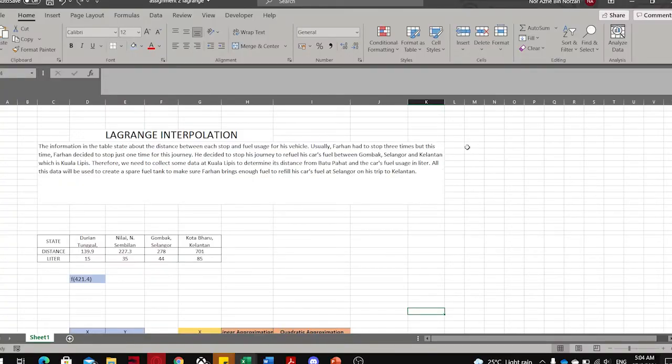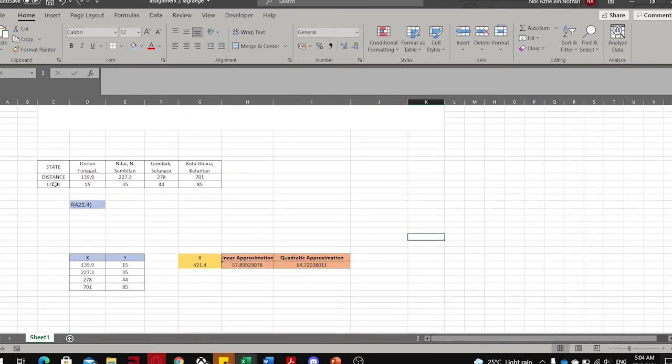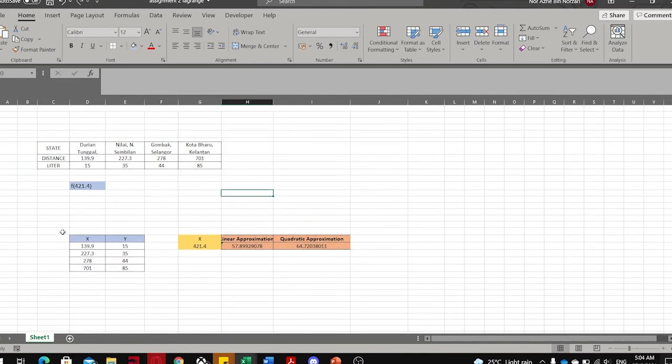So here we continue with the Excel software simulation. This is how to find the Lagrange interpolation. We can see here this is our data. So we split it into x and y, and to find the linear approximation, we must find the x point, which is 4 to 1.4. To find the linear approximation, we use forecast and insert the data of y and the data of x, which is 701 and 278, and we got the answer.